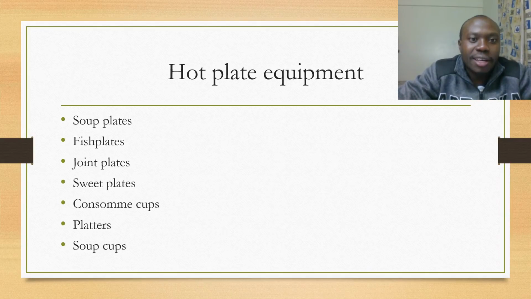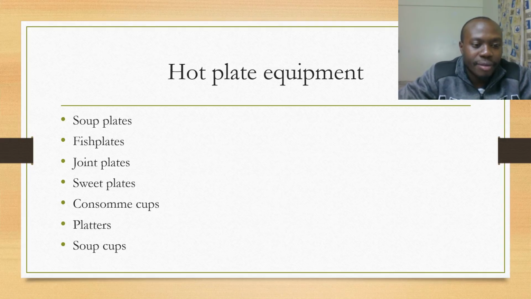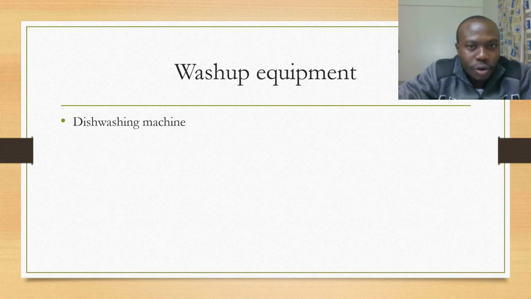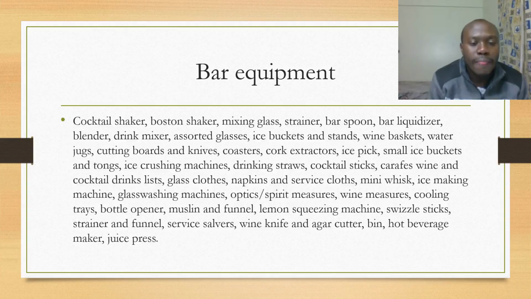The hot plate equipment include the following: soup plates, fish plates, joint plates, sweet plates, consomme cups, platters, soup cups, while the wash-up equipment include dishwashing machines.